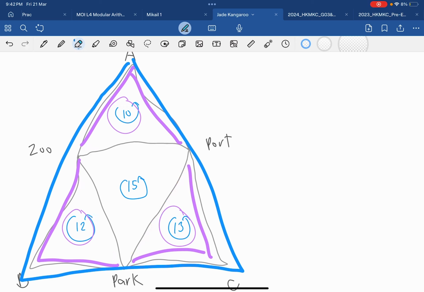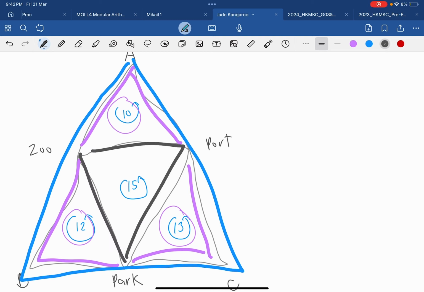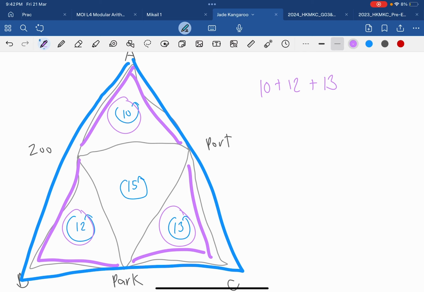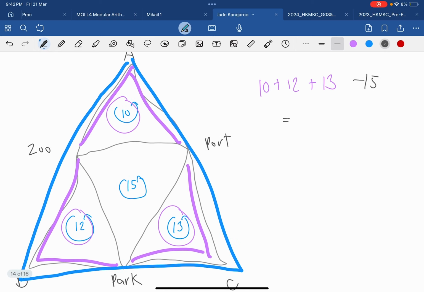Well, you could, because these 3, this tour is 15 minutes long. So it's kind of the same as saying to get from A to B to C and back to A, basically the blue triangle, what do you do? You add 10 plus 12 plus 13, right? And then you just subtract the inner triangle, which is 15. What does that give me? 20 minutes. No, 20 kilometers. So this is right.